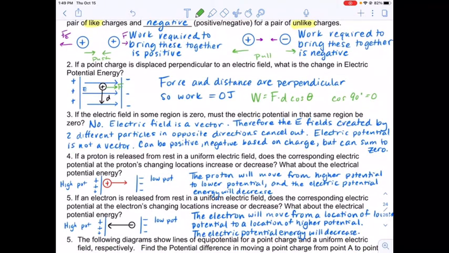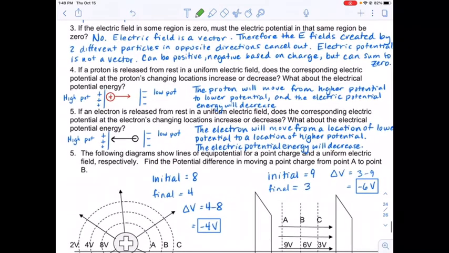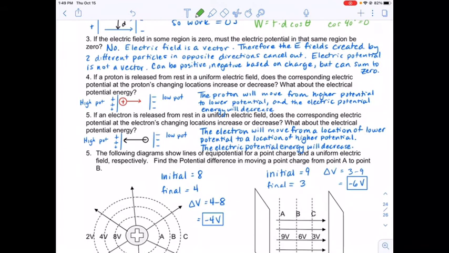Let's try question 3. If the electric field in some region is 0, must the electric potential in that same region be 0? The answer to this is no. Electric field is a vector, therefore electric fields can cancel out. However, electric potential is not a vector. It can be positive or negative based on the charge.